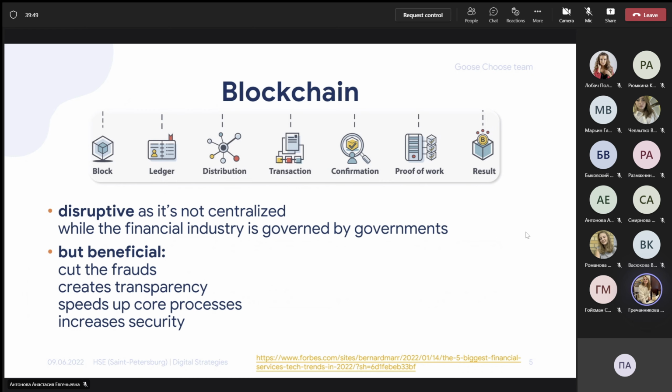Blockchain. All the characteristics of blockchain presented on the slide mean that they are disruptive for the financial services industry because the financial industry traditionally has been centralized and governed by the owners of the banks, governments, and national banks. But they are also potentially hugely beneficial as blockchain technologies offer the chance to streamline infrastructure while cutting fraud, creating transparency, speeding up core processes such as settling and clearing transactions, and increasing security. The next slide, please.